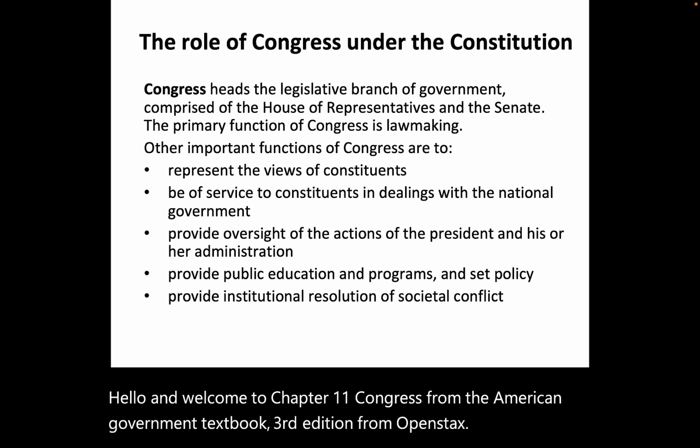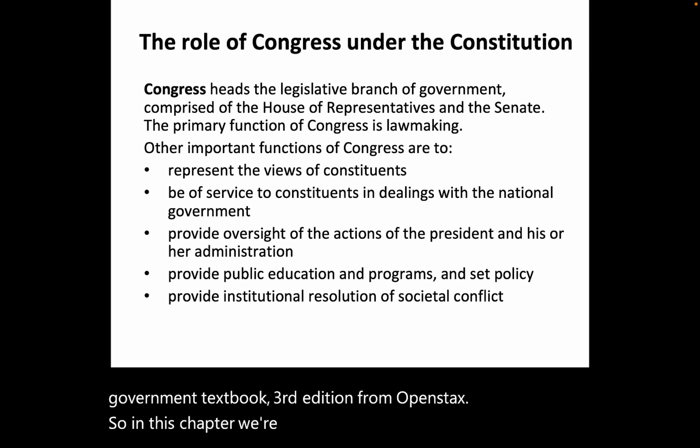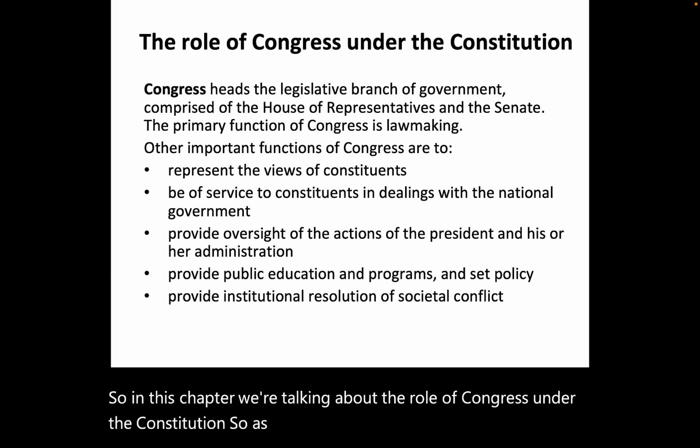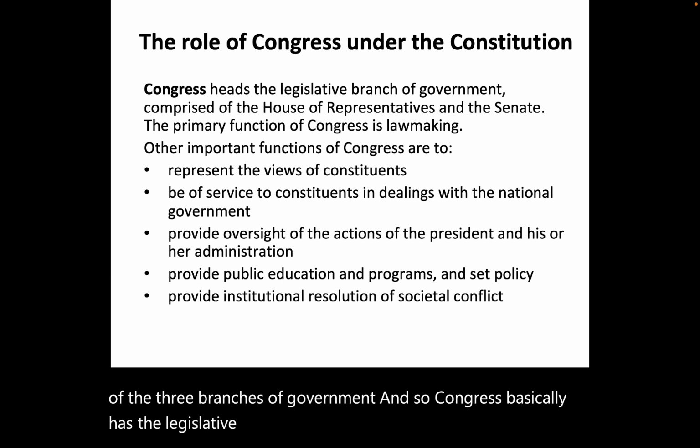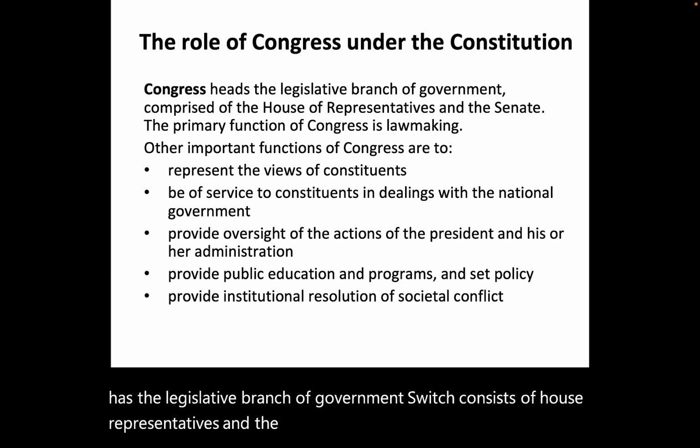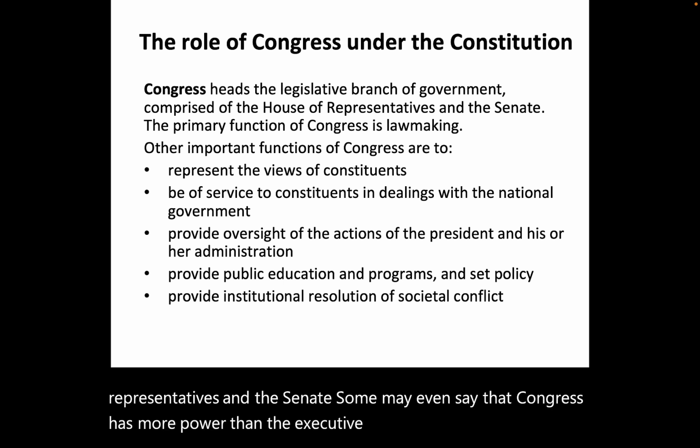So in this chapter, we're talking about the role of Congress under the Constitution. As we know, Congress is part of one of the three branches of government. Congress basically has the legislative branch of government, which consists of the House of Representatives and the Senate. Some may even say that Congress has more power than the executive branch, but you can decide on that.